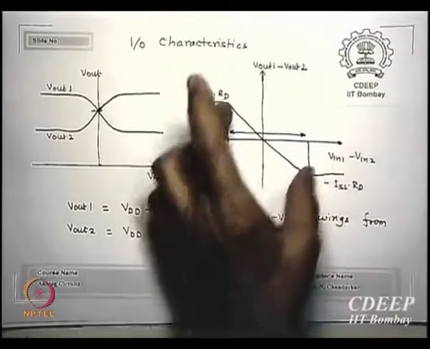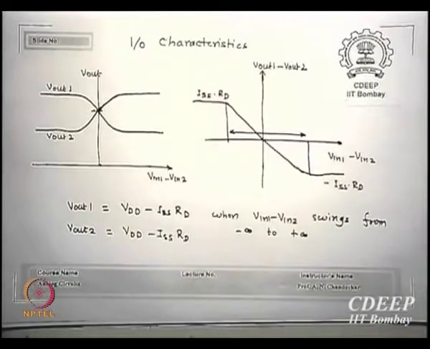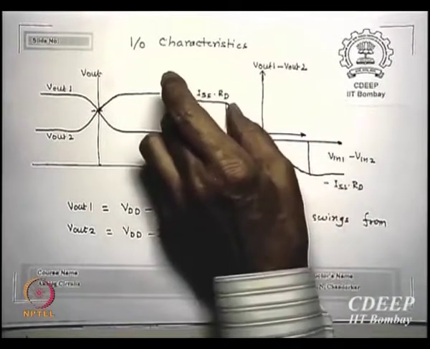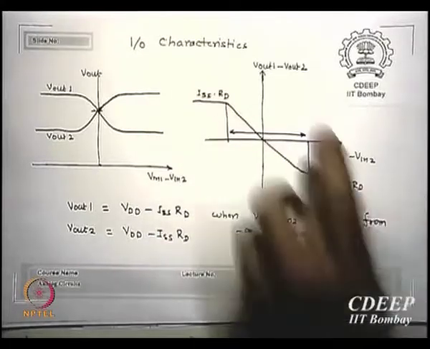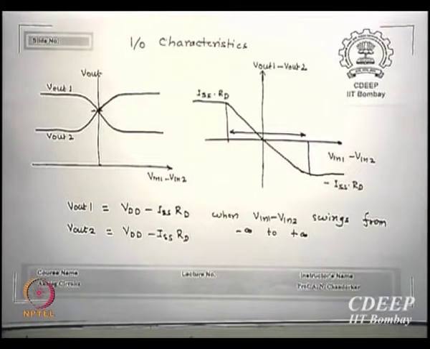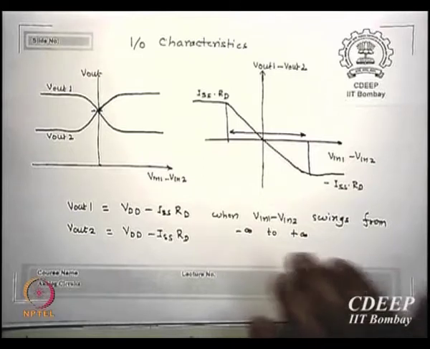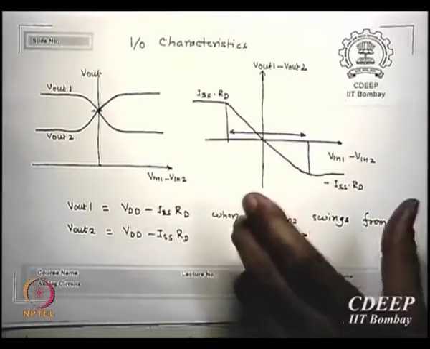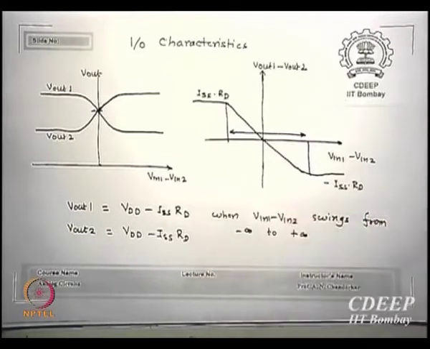Is that correct? Because the gain, dV out by dV in, is changing. Here it is 0, here it is 0. So this is essentially, and this word is very important, the input range, up to which the DFAM will operate. We will show you this later.